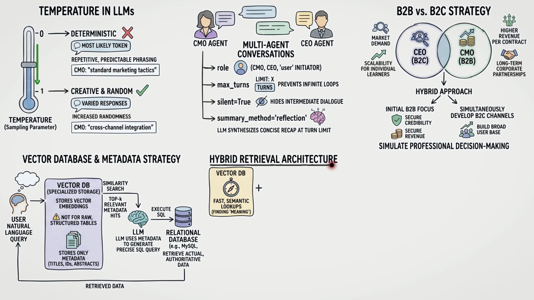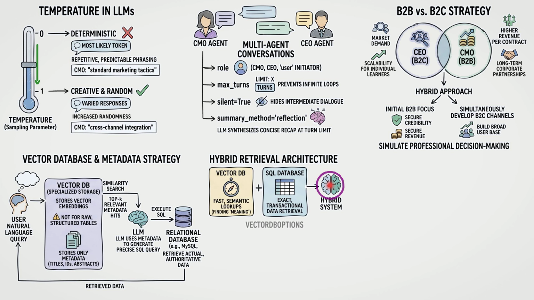This brings us to the hybrid retrieval architecture. We are literally combining two systems. The vector database gives us fast, semantic lookups, it finds the meaning of the query, and the SQL database handles the exact transactional data retrieval. Together, they form a powerful hybrid system.